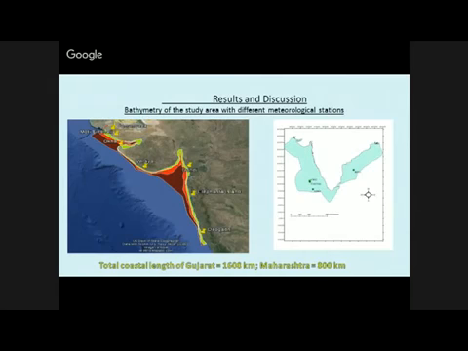Besides this, the Maharashtra zone was also selected. The total coastal length of Gujarat is 1,608 kilometers and Maharashtra 800 kilometers, so it will be around 2,400 kilometers. Besides this, nowadays there is an international agreement on a particular zone, which is the EEZ, the exclusive economic zone.